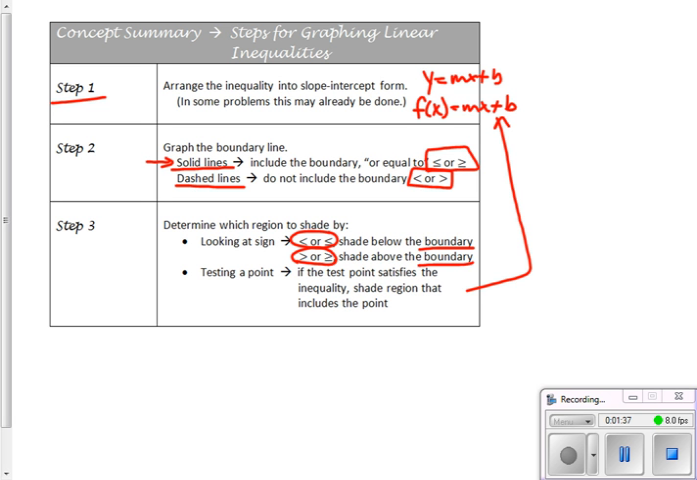The other technique you can use is called testing a point. So you pick a point, an ordered pair. I usually like to use 0, 0 if it's not going through the origin, and that'll help you determine your shading as well.